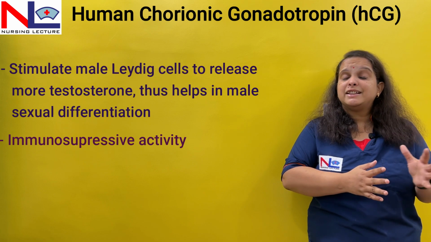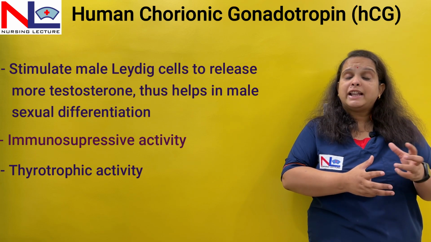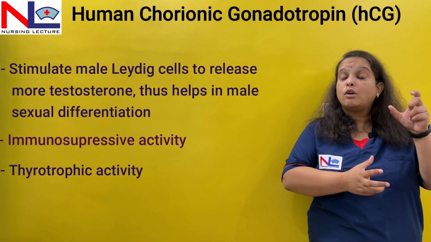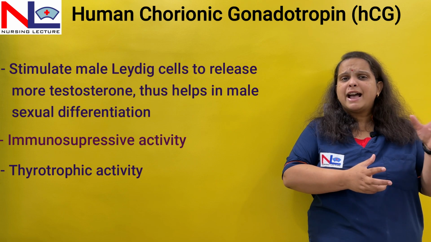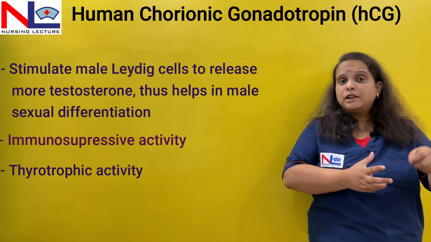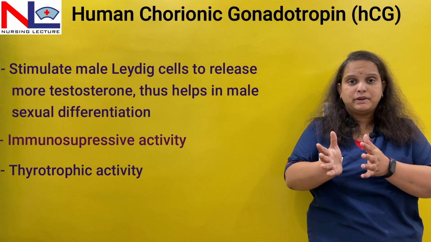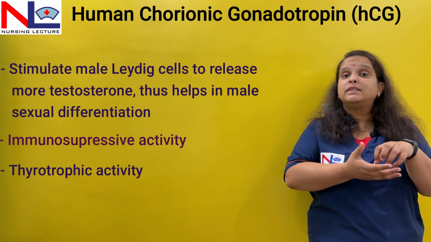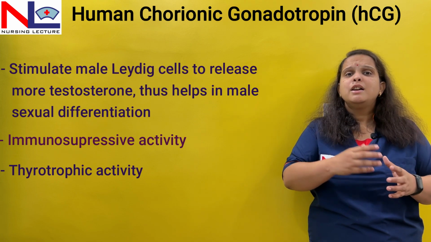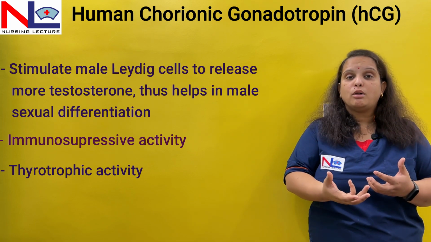Another function of HCG is that it has some thyrotropic activity. HCG binds with the TSH receptor on the thyroid gland. As a weak stimulator, once it attaches to the thyroid gland receptors, it starts stimulating the thyroid gland to release more T3 and T4, which are essential for fetal development. And once it attaches to the thyroid gland, it suppresses the activity of TSH, thyroid stimulating hormone. So it stimulates the thyroid gland to release more thyroid hormone.